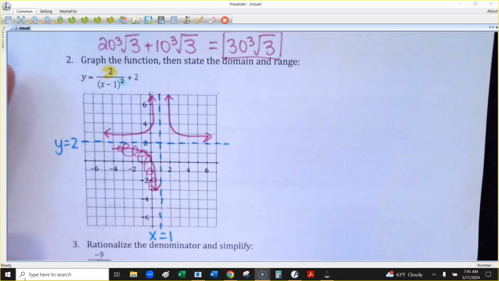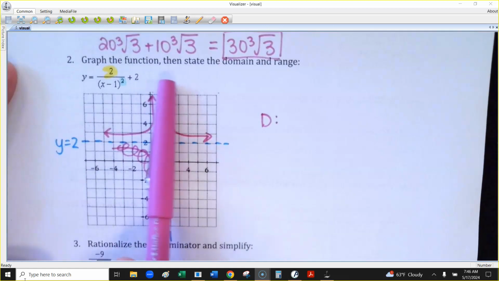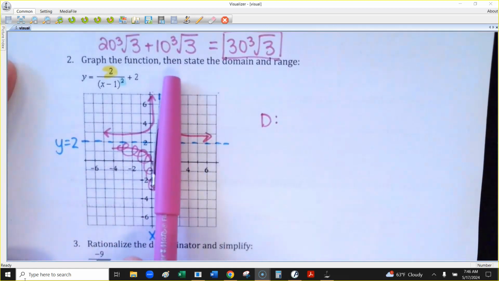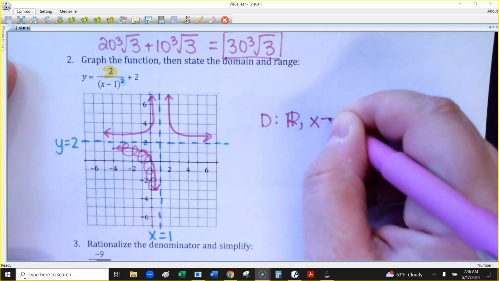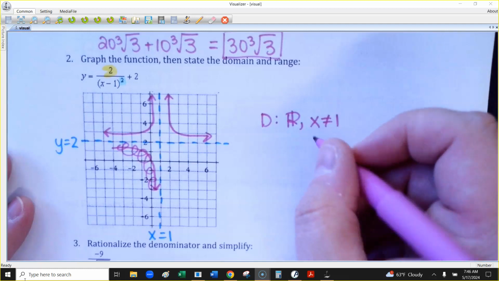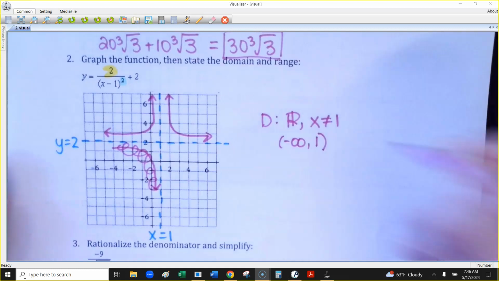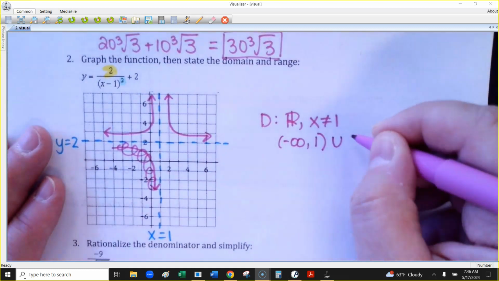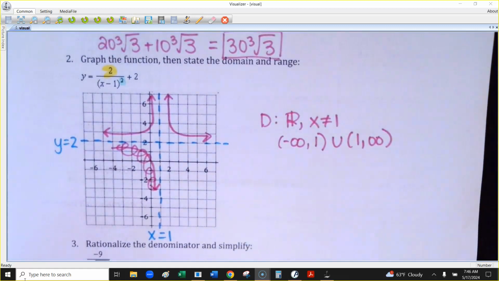Now, to do your domain for all of these, you're going left and right forever. So you cover every value except the value that would cause you to divide by 0, which is right between the branches, the vertical asymptote. So this is all real numbers, but x is not allowed to be 1. In interval notation, you would write negative infinity, comma 1, with a parenthesis, then a union symbol, then 1 to positive infinity. You're excluding 1 by writing it in that format. I'll write both versions in the multiple choice for you.